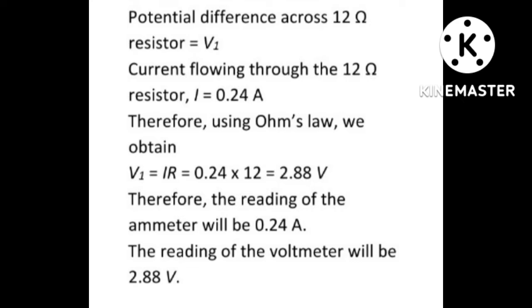Now the ammeter and voltmeter readings are calculated, that is the ammeter reading is 0.24 amperes and the voltmeter reading is 2.88 volt.